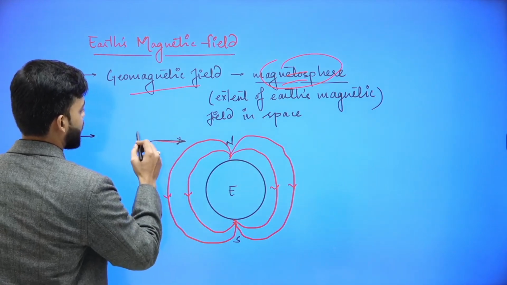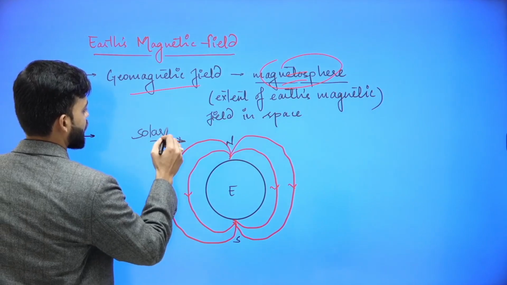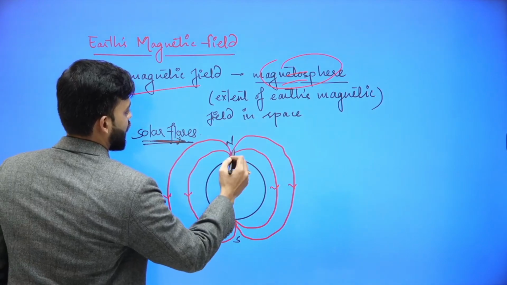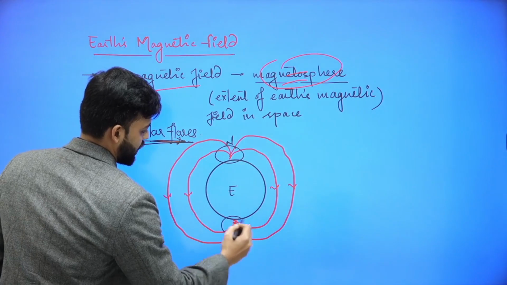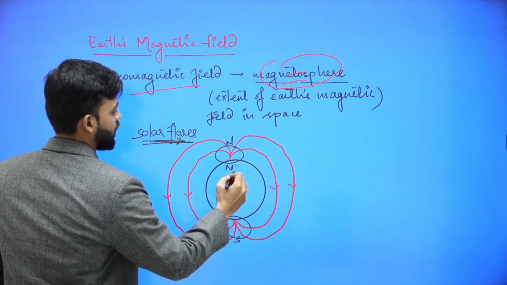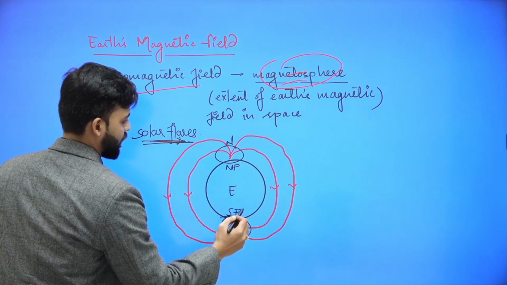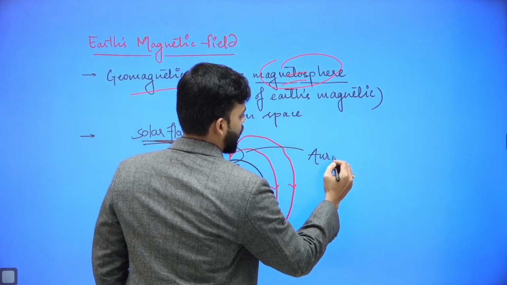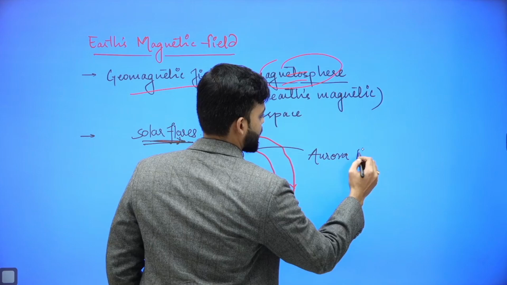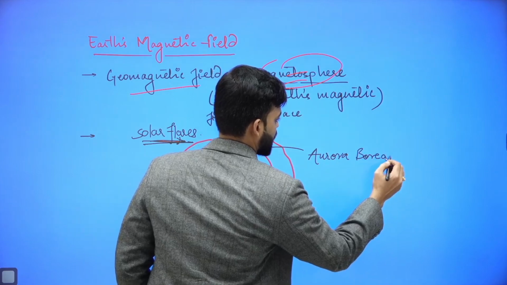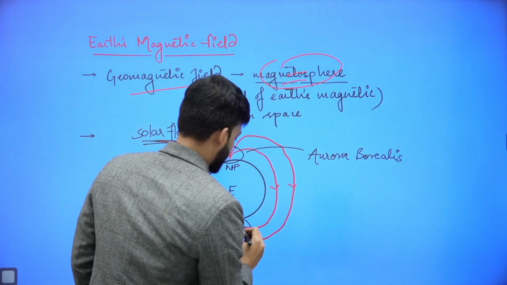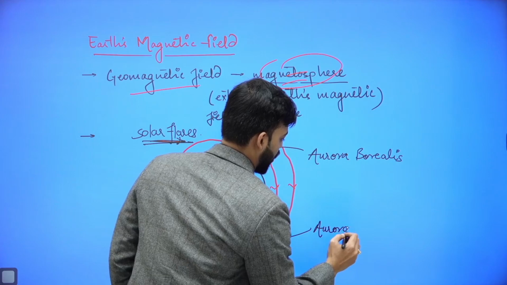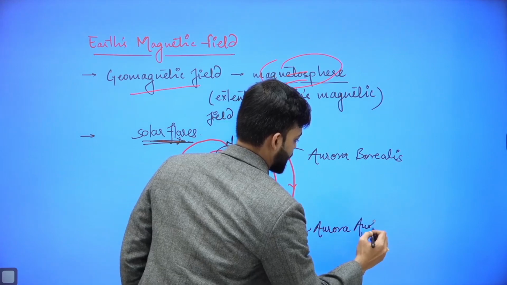They deflect the solar flares. And because of this deflection, aurora is created near North Pole and South Pole. Aurora in North Pole is known as aurora borealis, and in South Pole it is known as aurora australis.